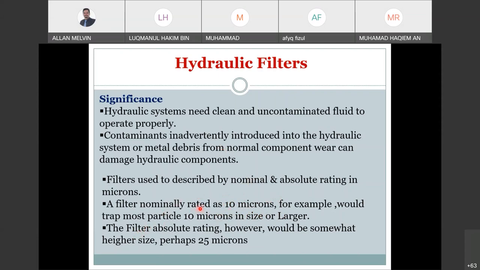A filter for hydraulic is like a water filter at home. It's like a funnel. Inside you have the filtering material, so the oil will pass through the filtering material and all the debris will be filtered out. The filter absolute rating, however, will be somewhat higher in size, perhaps 25 microns. Usually we use 25 micron in hydraulic systems. Smaller than that you can use, it will be better, but normally we use 25 micron.